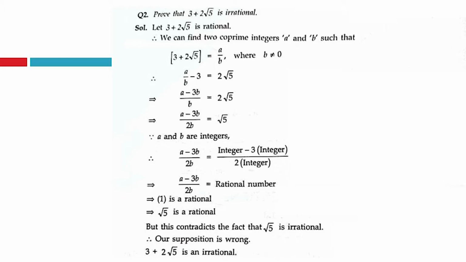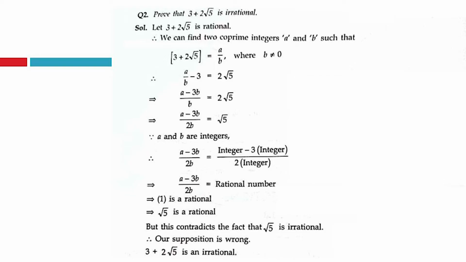Therefore, a by b minus 3 equals 2 root 5. That implies (a minus 3b) by b equals 2 root 5, which implies (a minus 3b) divided by 2b equals root 5. a and b are integers. Therefore, (a minus 3b) divided by 2b equals an integer minus 3 into an integer, all divided by 2 into an integer. That implies (a minus 3b) divided by 2b is a rational number.